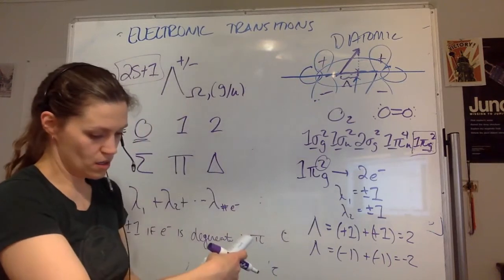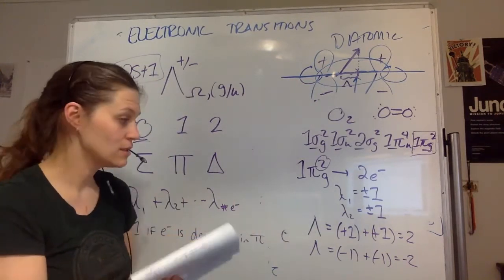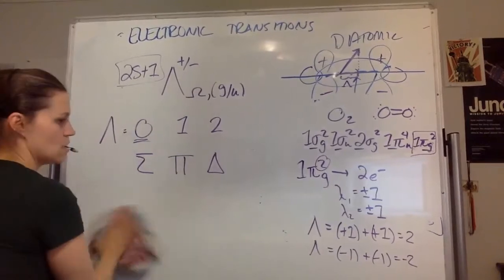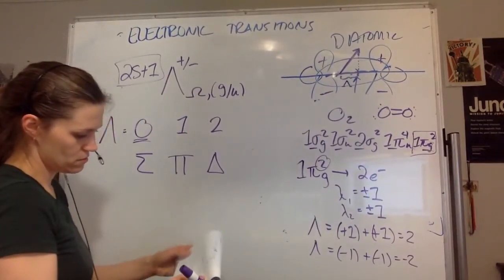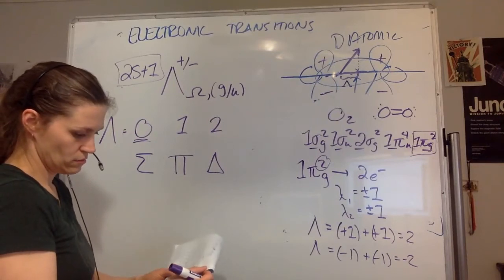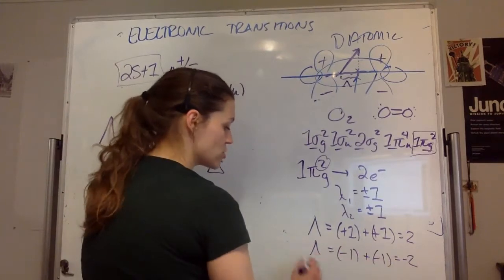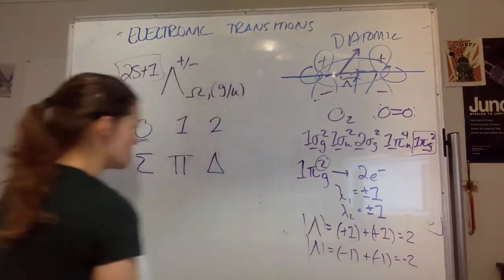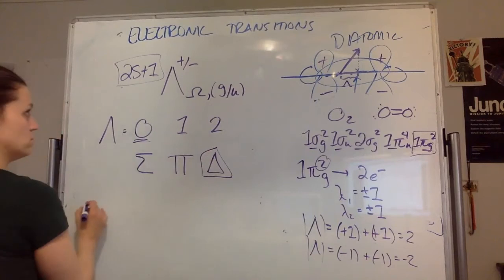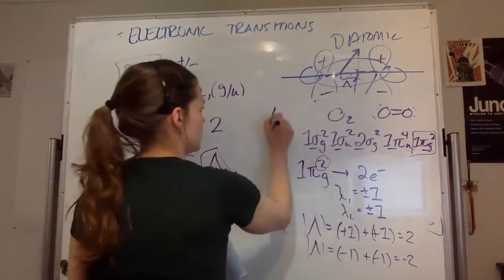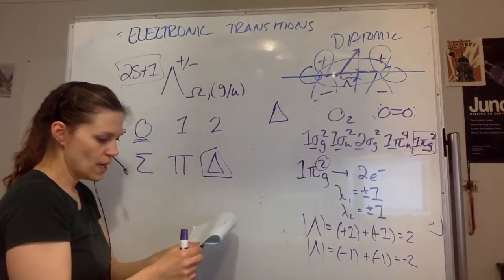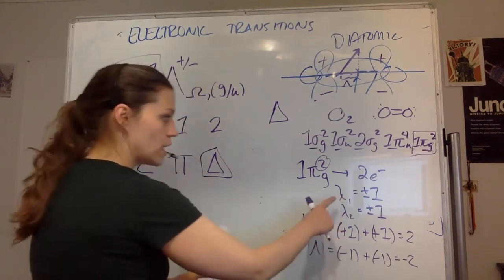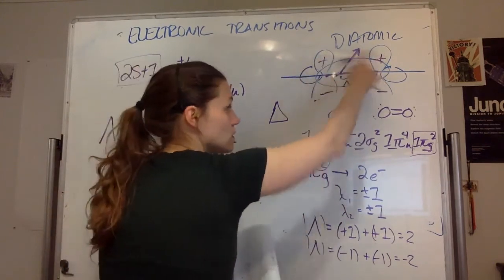Okay? If that's the case, then that means that my electrons are, I should also say this is the magnitude of big lambda. So we've got 2 and minus 2, which means that we're going to have a delta. Cool. So I'm going to write delta. All right, so I know it's that one. But the electrons are in a p orbital and unpaired.